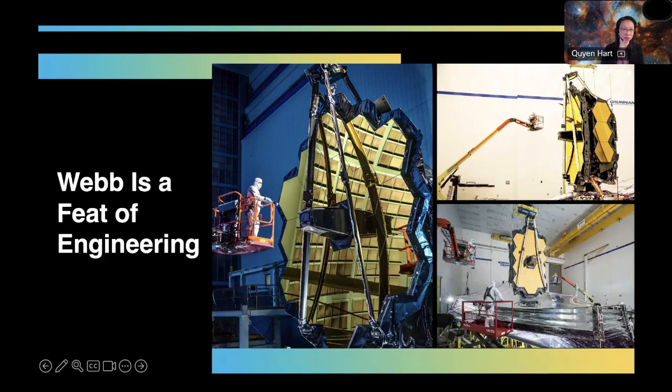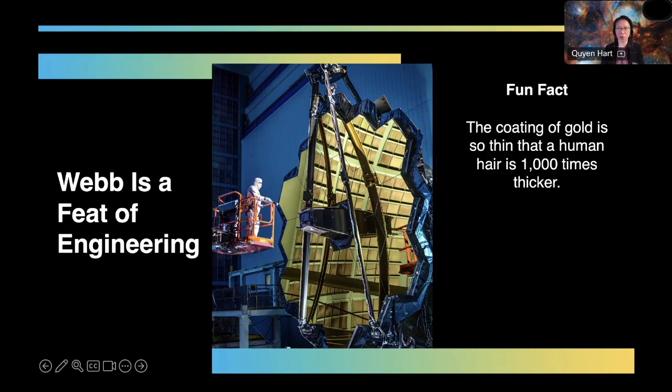Webb is a feat of engineering. We can talk all about why this is the most complex observatory in space, and look at all the engineering side of the views. We like to talk about how those gold mirrors are so iconic. Fun facts are really great for engaging. If you've been around kids, they probably know more facts about all different things, such as the coating of gold here. They're very iconic, and they're interested in that gold.